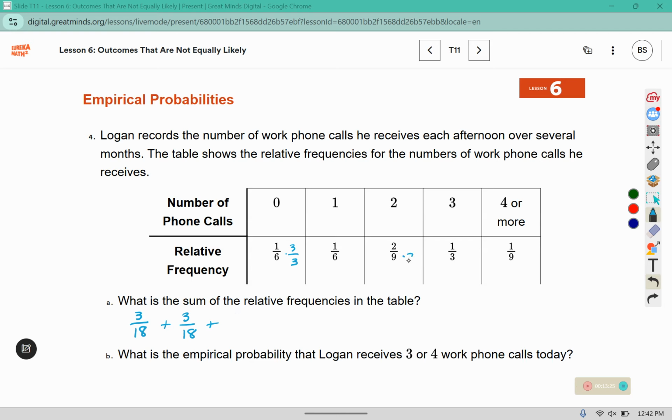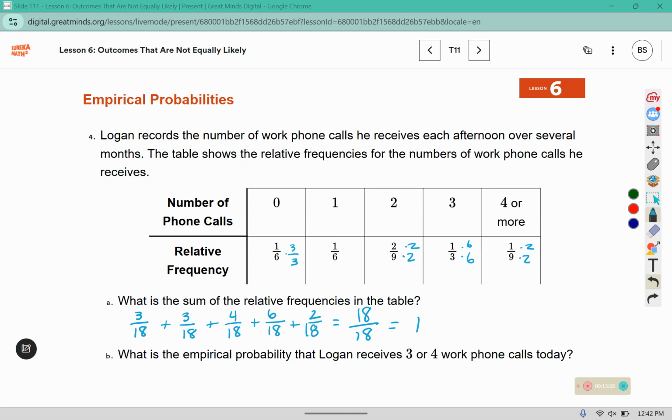For this one, we would need to multiply by 2. For this one, we'll multiply by 6. And for this one, we'll multiply by 2. 3 plus 3 is 6, plus 4 makes 10, 16, 18, 18ths, or 1 whole.